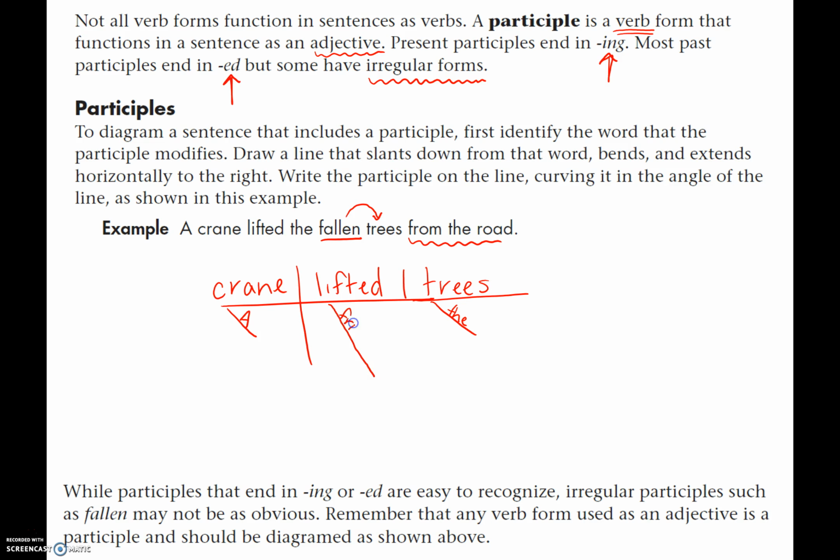From is the preposition, so it goes on the diagonal line. And then we're going to draw that horizontal line. Remember to leave this little bit of a tail here to show it's a prepositional phrase. Road goes on the horizontal and then the underneath.